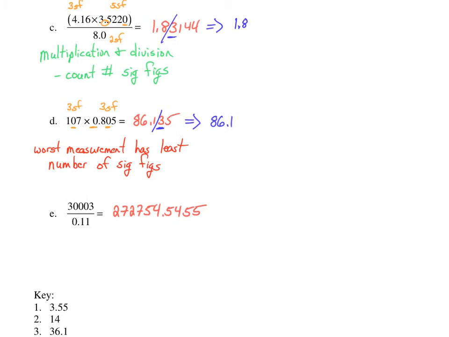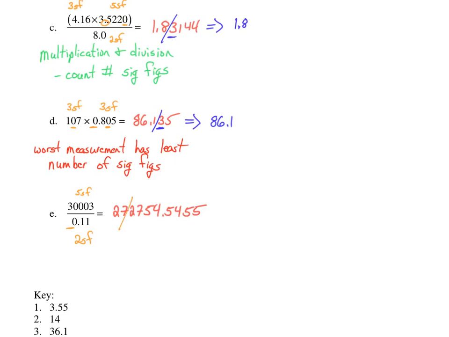In this last problem, also multiplication division, so we count sig figs. When we look at the numerator, we see that all those zeros are captive. They count, so our numerator contains 5 sig figs. Our denominator has a leading 0, which does not count, and each of the ones counts. So we can use 2 sig figs in our final answer.